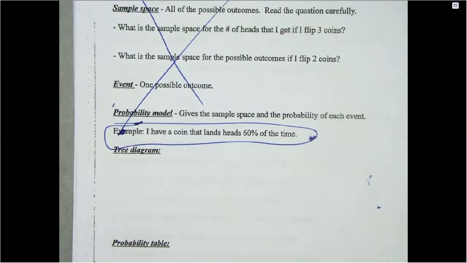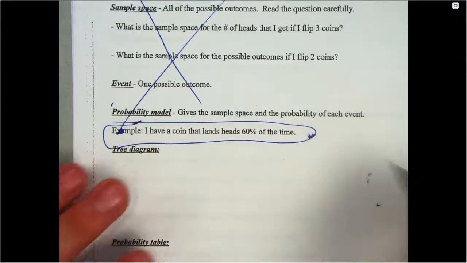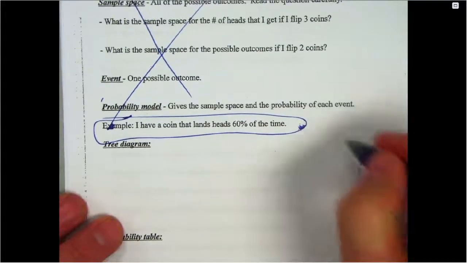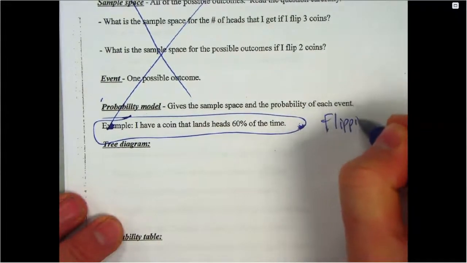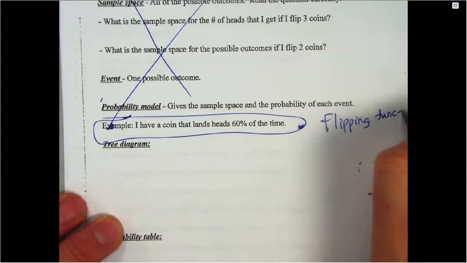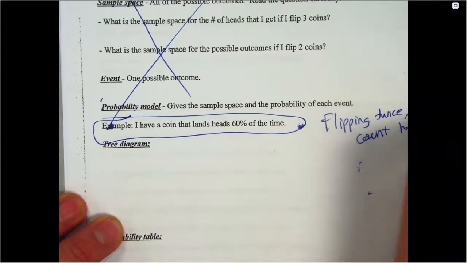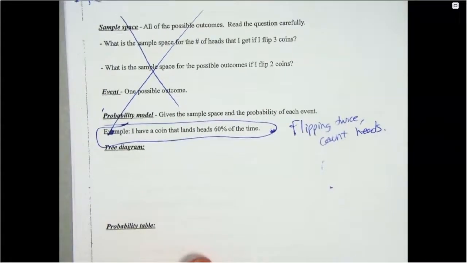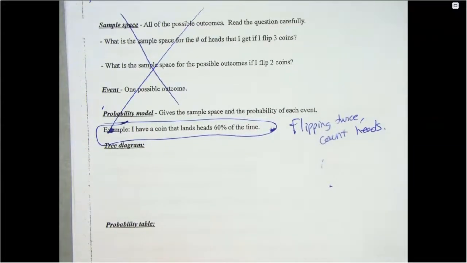All right, probability tree. I want to show you how to do this. So I have a coin that lands heads 60% of the time. We're going to do a tree diagram for flipping it twice. Flipping twice, count the number of heads we get. This is a pretty common way to find a probability.